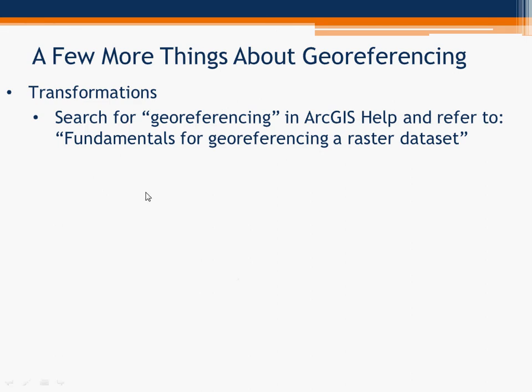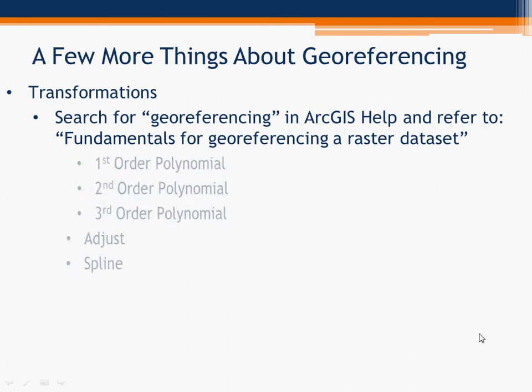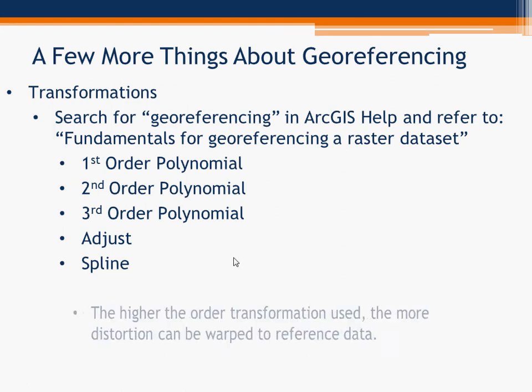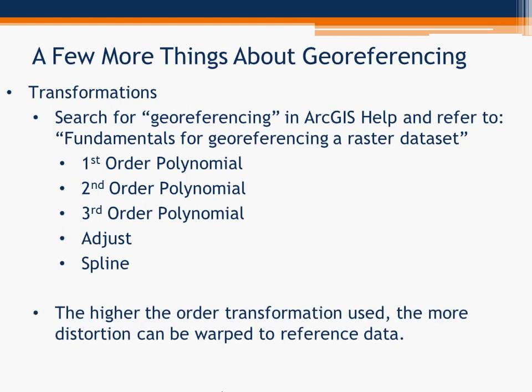The one that I want you to select is going to be Fundamentals for Georeferencing a Raster Dataset, and that help page discusses what we mean by first order, second order, third order polynomial, and then the adjust and spline methods, which are more for local type maps. But basically, this is the mathematical computation that the software does for you to take your raster and stretch it and warp it and twist it and put it into the place and space that you're indicating with regard to your reference data.